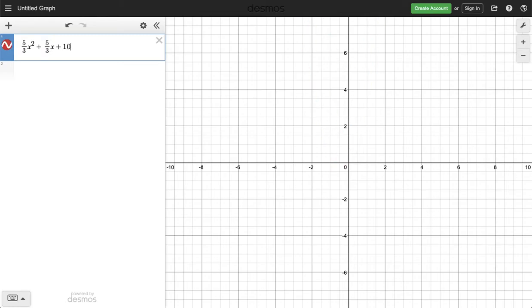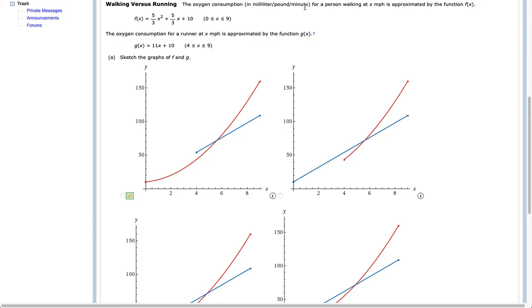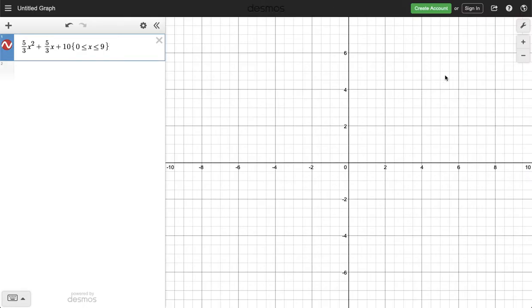And to add in the domain, use curly braces. So right after the graph, I put a curly brace, and the domain for that one was 0 less than or equal to x less than or equal to 9. I think that's what it was. My memory's not as good as it used to be. Yes, that's true. And we're not seeing much here.